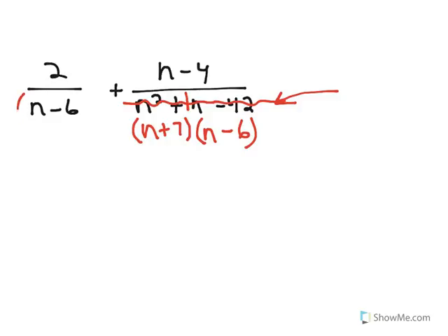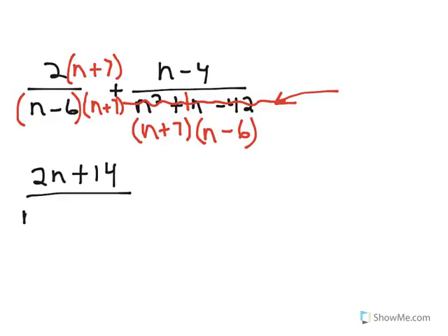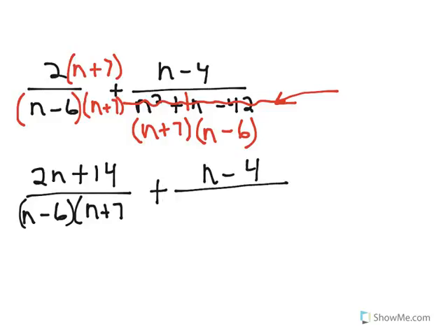Notice the first fraction has n minus 6. So we must now multiply by n plus 7, both the denominator and the numerator. Then we have a common denominator. So multiply out our numerator gives us 2n plus 14 all over n minus 6 times n plus 7 plus n minus 4 all over n minus 6 times n plus 7.